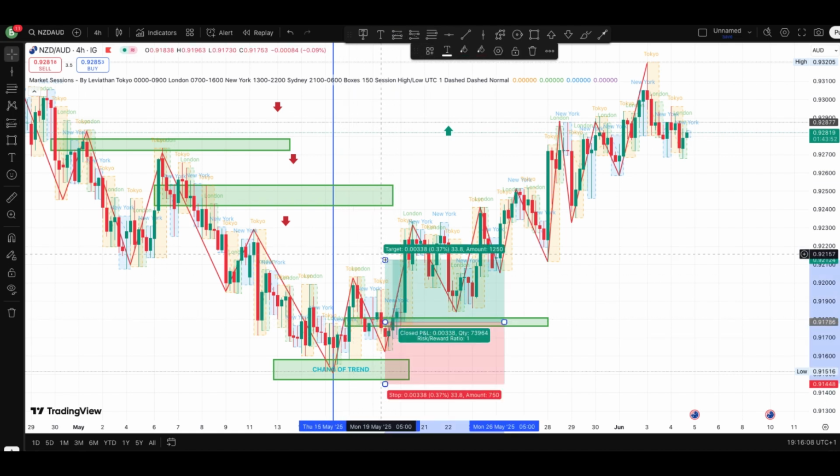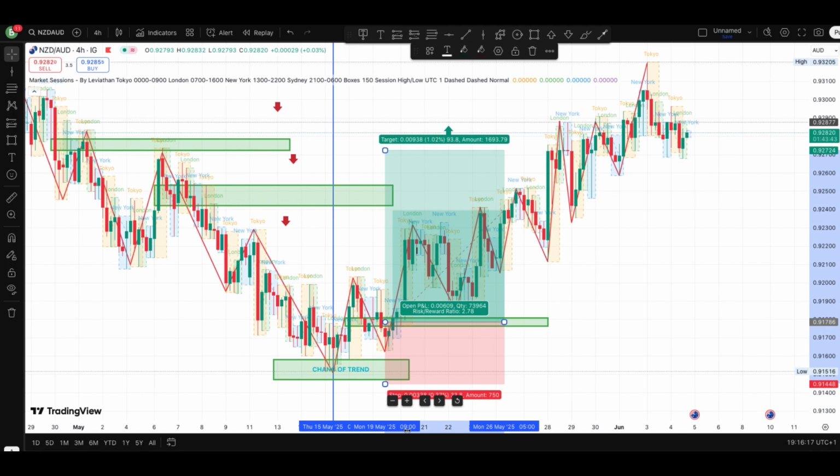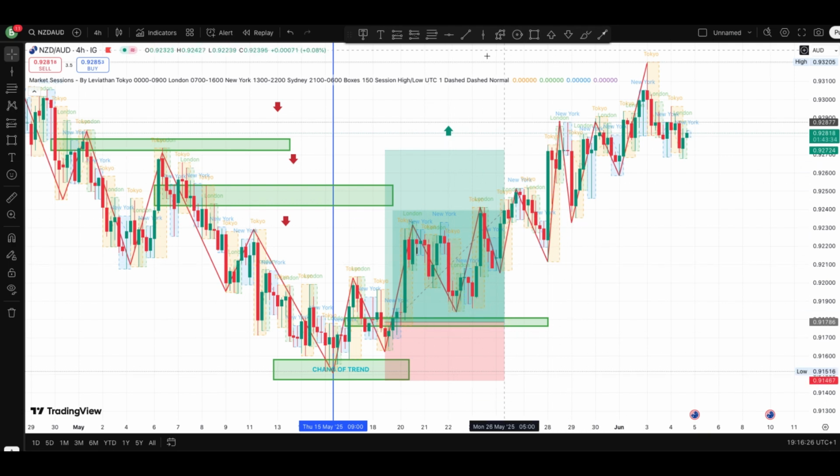So I can buy from half of the fair value gap, extend my stop loss to the most recent lower high, the previous lower high, or extend it to the most recent lower high at this point, and I'll be targeting the end of the trend, maybe the half of the end of the trend or somewhere here. And you can see how it works.